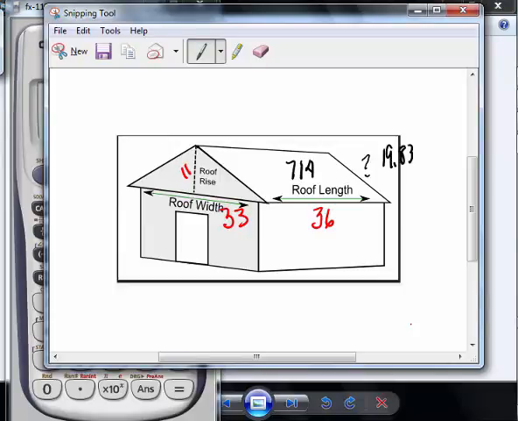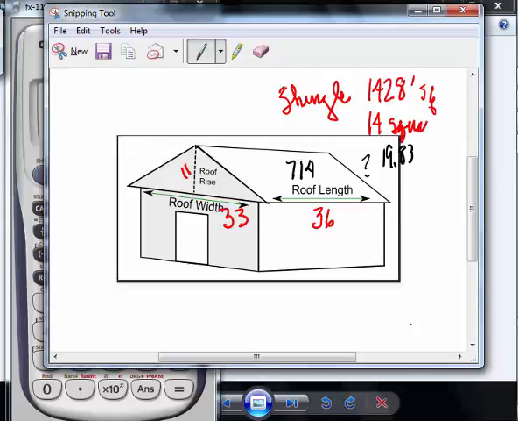So since there's 2 of them, we would say the shingled area is 1,428 feet squared, which would be 14 squares of shingles. Well, we better get 15, otherwise you won't have enough to finish the roof.